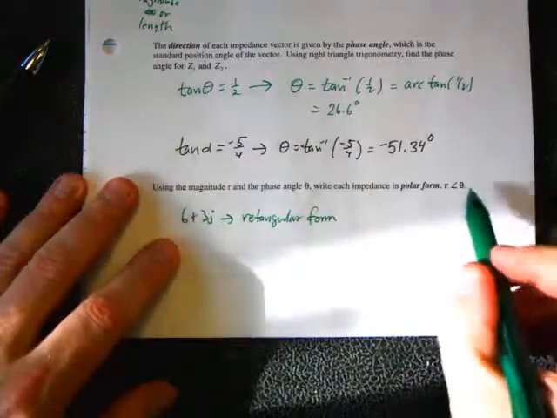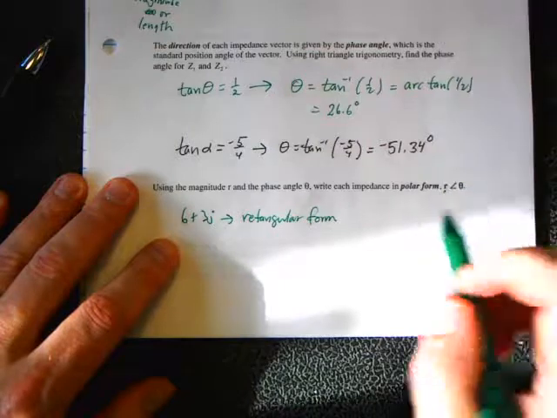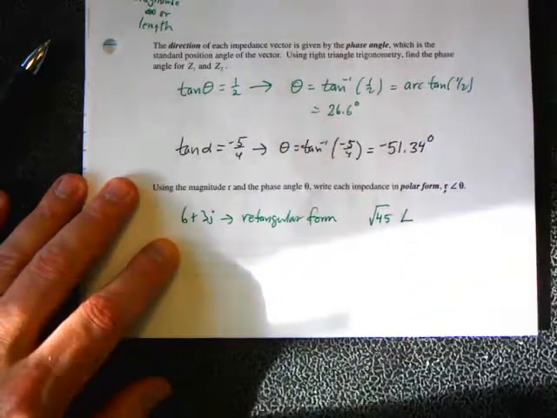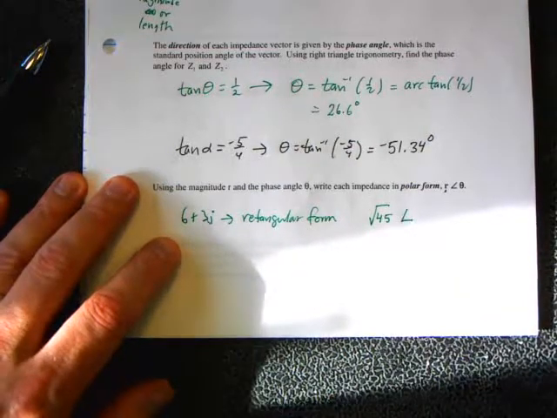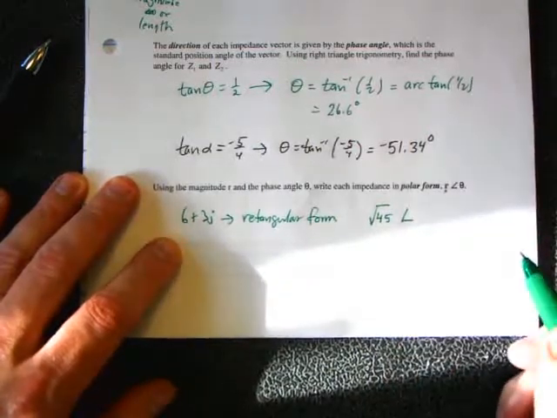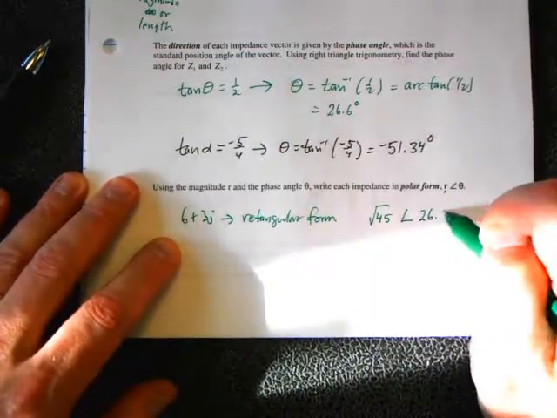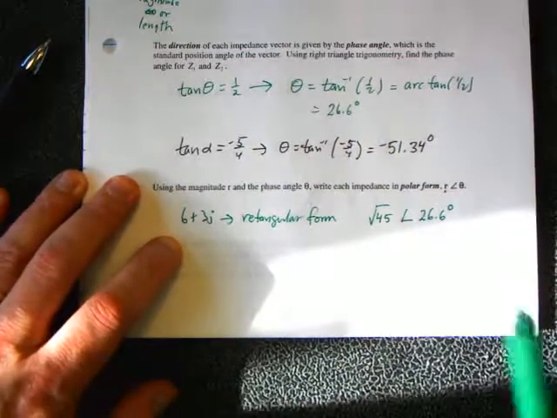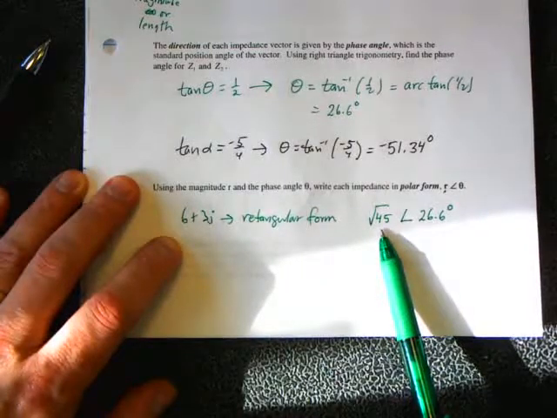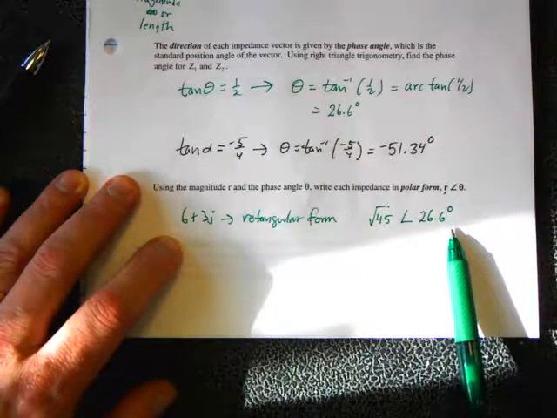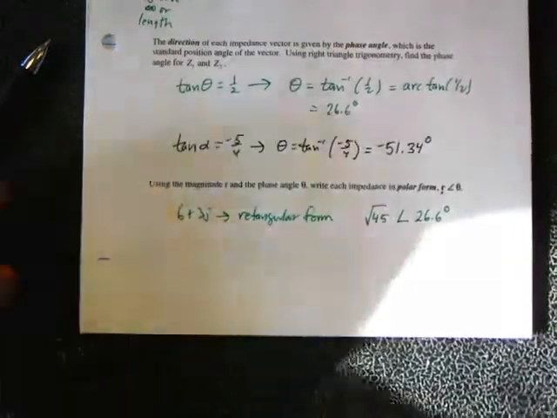In polar form, we write the r value. The r value we found was square root of 45. And then we write this symbol. It looks kind of like a less than symbol, except the bottom is parallel to the bottom of the paper. And then we give the angle, 26.6 degrees. So that's called polar form. What's this first number again? The magnitude, which is the distance from the origin. And this angle theta is the phase angle. All right, so there's Z1.